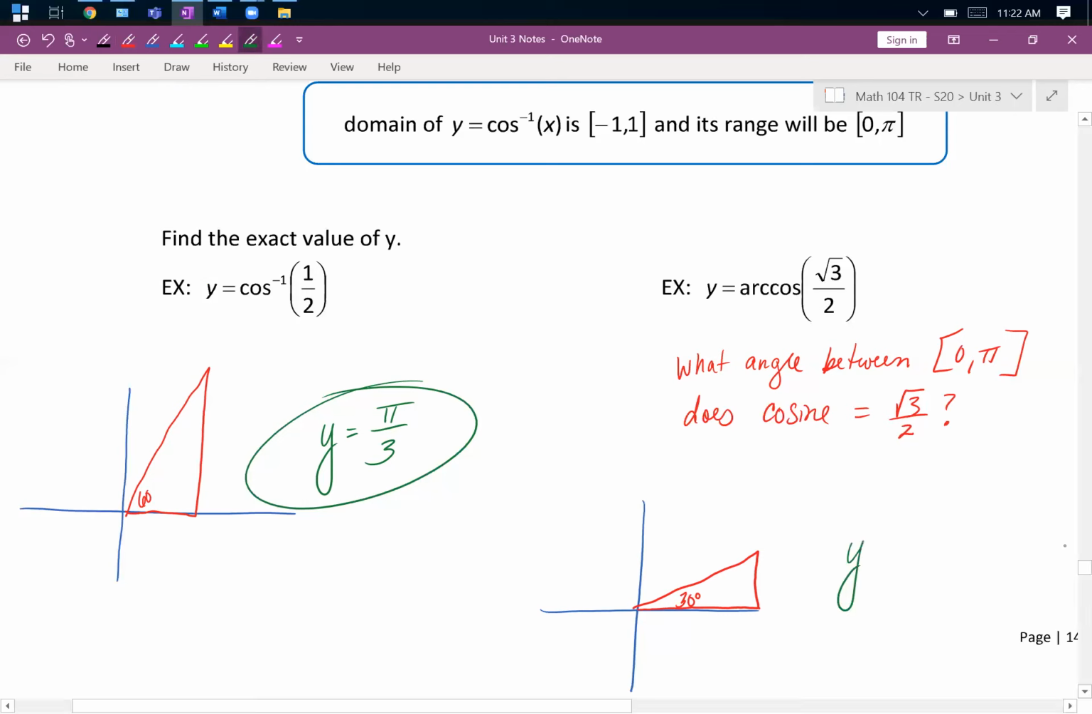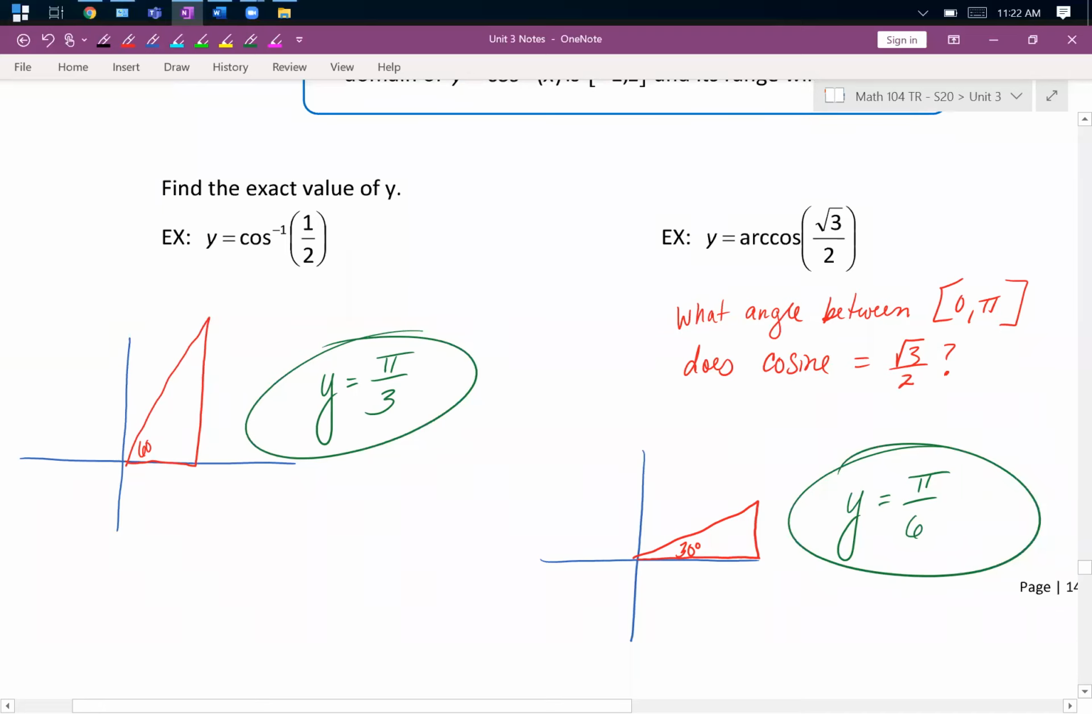That angle's in our first or second quadrant, which we need it to be in. So y equals pi over 6. Usually when the directions say exact value, we're looking for radians. That's how we know we want to be in radians.